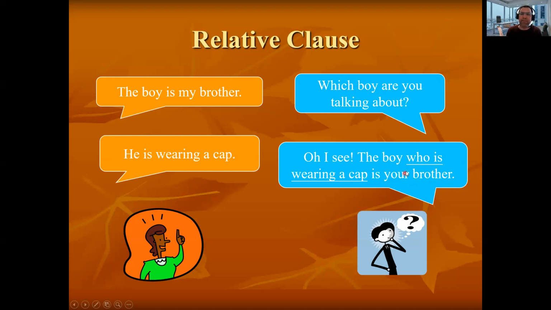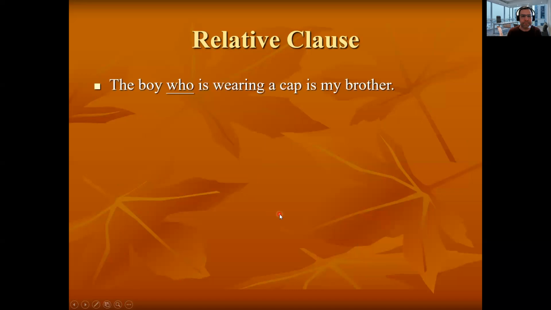So the relative pronoun is who, and who is wearing a cap is the relative clause, which gives me more information about the noun boy. And in this manner, I'm able to take the 2 sentences and put them together. The boy who is wearing a cap is my brother. Who is wearing a cap is the relative clause.